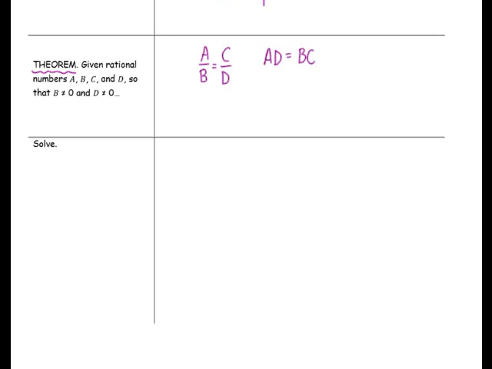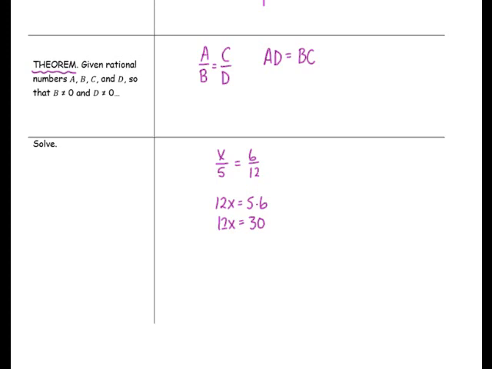Now let's solve our equation. The equation was x over 5 equals 6 over 12. We'll write the cross product. So we have x times 12, which is 12x, and 5 times 6. Simplify the right side of the equation. 5 times 6 is 30.